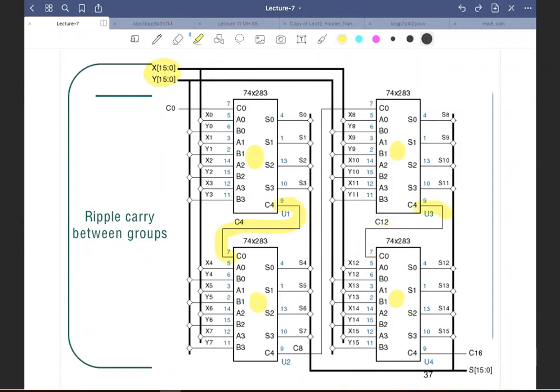Right here, this is daisy chained to this. That's it, this is the final carry. So I can say daisy chain carries from each chip. So those are the only things that are rippling through, right? So there is a ripple carry between the groups.